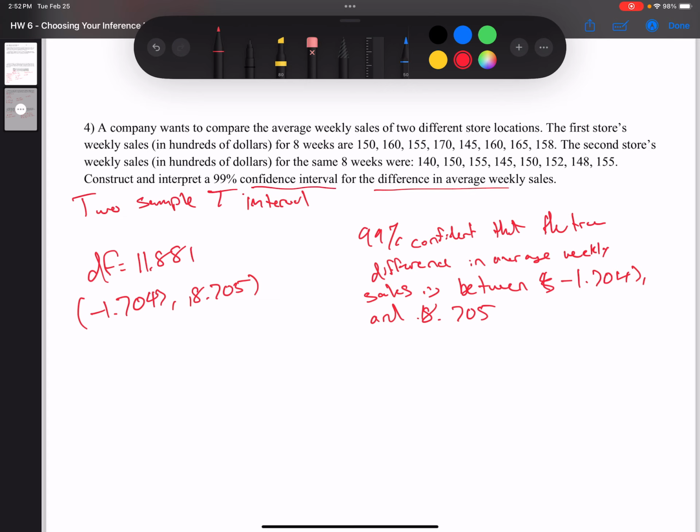What were our units? It is in hundreds of dollars. In hundreds of dollars. All right, so there we go.